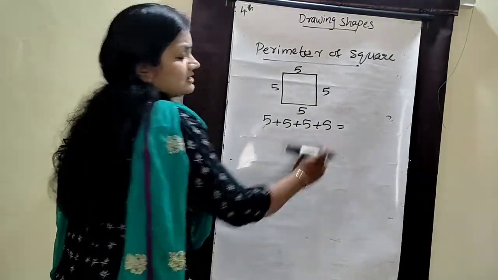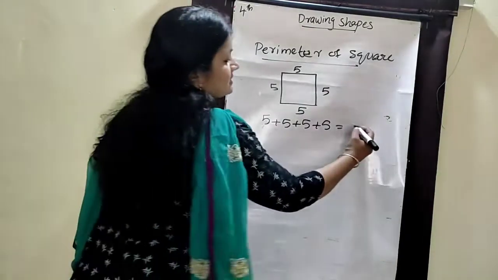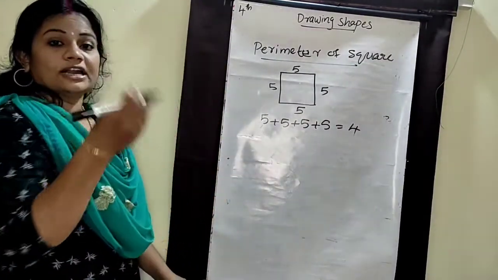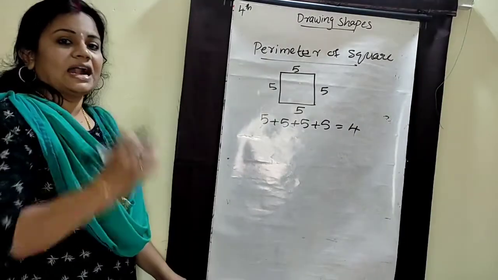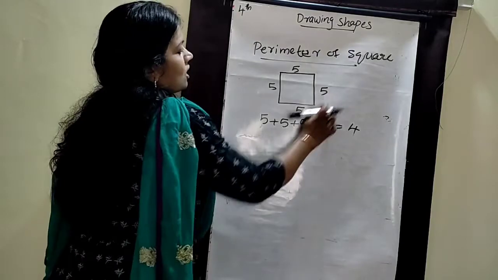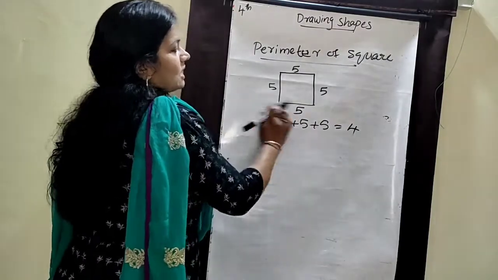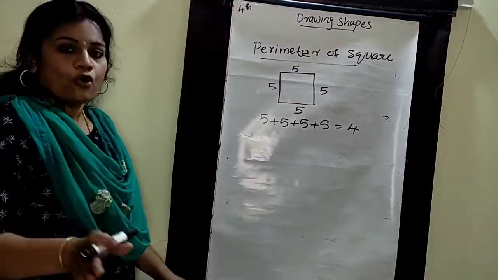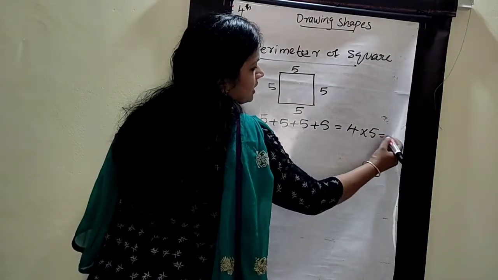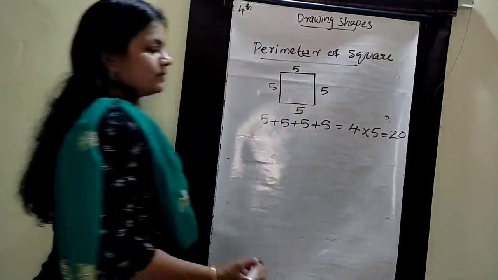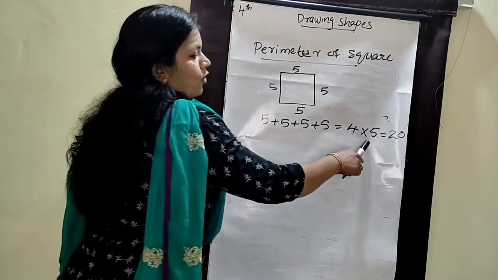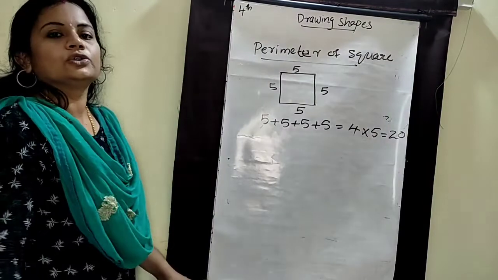How many 5's are here? 4 5's. We already learned repeated addition is called multiplication. So this is 4 5's, and our square has 4 sides. So we can write 4 into 5 is equal to 20. 5 plus 5 plus 5 plus 5 equals 4 into 5, which is 20.